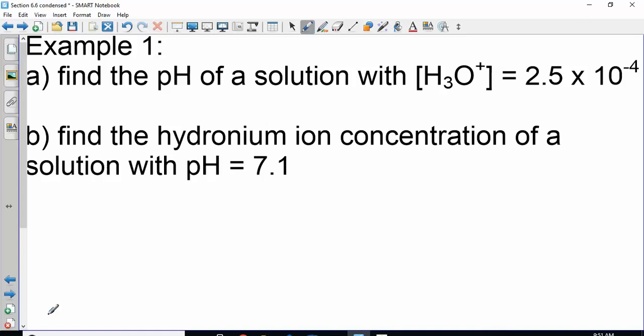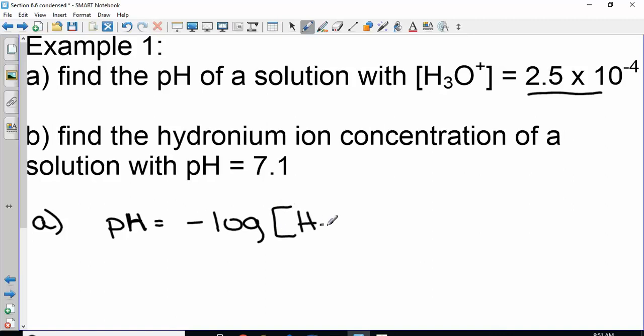So if I asked you to find the pH of a solution where the hydronium ion concentration is 2.5 times 10 to the negative 4. You are not going to have to memorize these formulas. I could very easily put a pH question on the test, but I will give you the formula for how it's found. So the formula that I just said is pH is negative log of that. So if I put this on the test, I would give you that formula.